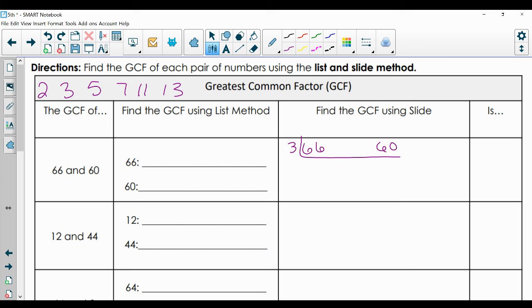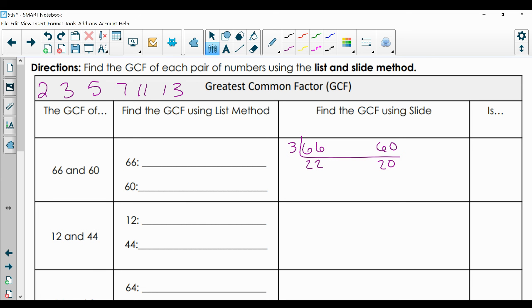All right. So what's 66 divided by 3? You have a calculator. It's 22. And then 60 divided by 3 is 20.